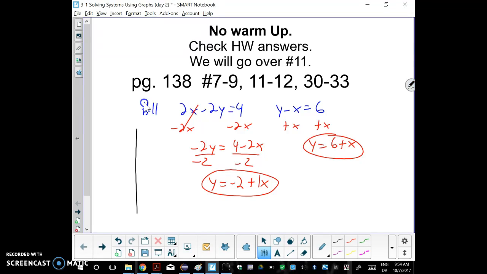All right, and a quick review from yesterday was when you graph, basically you want to plot the two lines and find where they cross. And wherever they cross, that's your XY answer. This one, however, has kind of a twist to it. If you can see here, these are parallel lines. They've got the same slope.